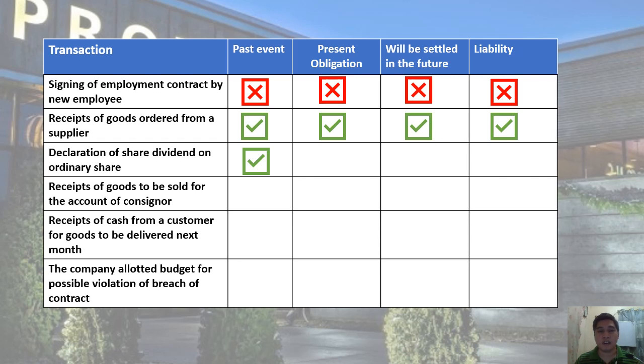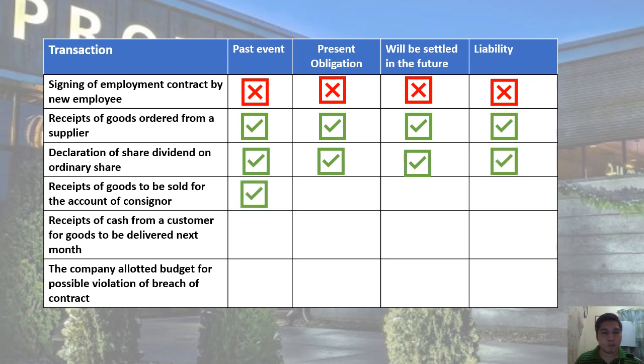The next criteria is the present obligation. Since we already declared the dividend, therefore, there is already a present obligation. Will it be settled in the future? Yes. Once it is recorded as declared, we have to record a liability, and after a period of time, it will be issued to our shareholders. Then of course, it will be settled in the future. Since all elements are present, then a liability must be recognized.